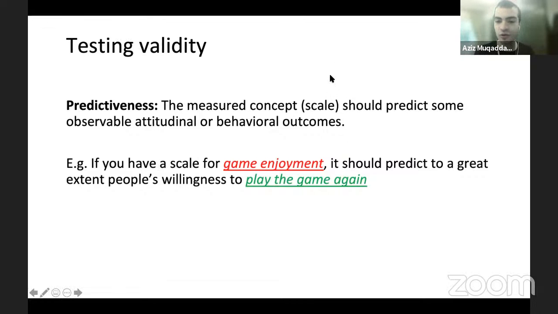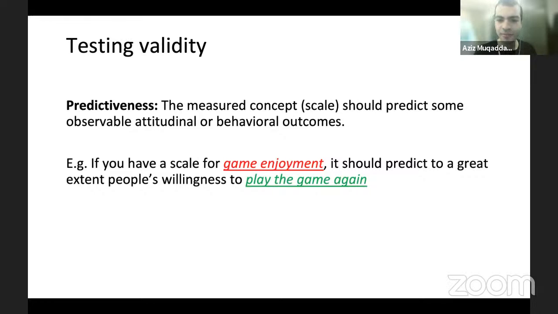Finally, we have something called predictiveness. That is to say, the measured concept or scale should predict some outcomes, whether in attitude, in affection, in behavior and action, etc. So if we have a scale for game enjoyment, for instance, it should predict to a great extent people's willingness to play the game again, right?